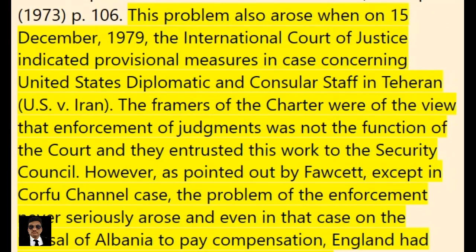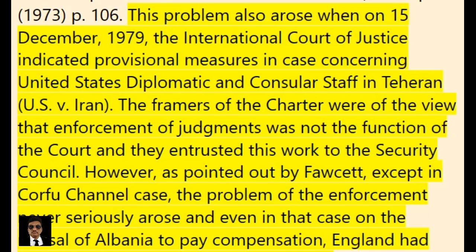This problem also arose when on 15 December 1979, the International Court of Justice indicated provisional measures in case concerning United States Diplomatic and Consular Staff in Tehran, US v. Iran. The framers of the Charter were of the view that enforcement of judgments was not the function of the court, and they entrusted this work to the Security Council.